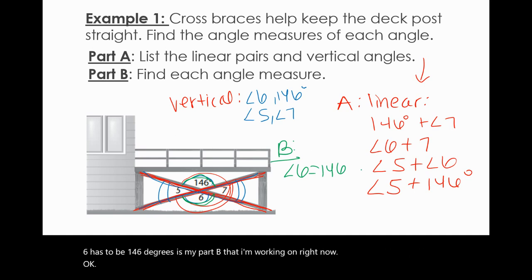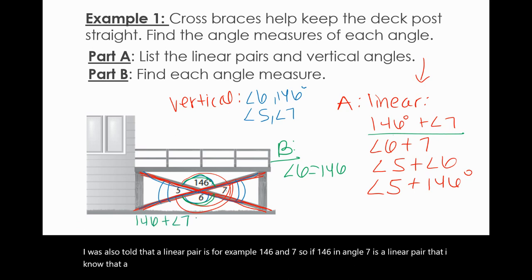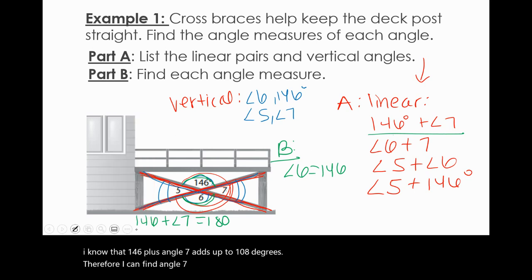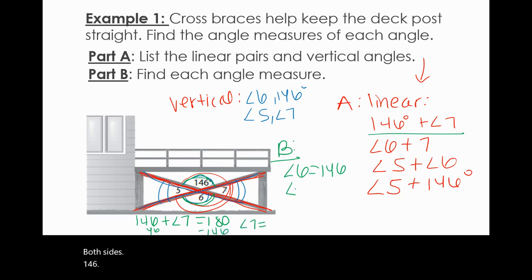Okay. I was also told that a linear pair is, for example, 146 and 7. So if 146 and angle 7 is a linear pair, then I know that 146 plus angle 7 adds up to 180 degrees. Therefore, I can find angle 7 by subtracting 146 on both sides. Minus 146. So angle 7 is going to equal 34 degrees. And I can even draw it directly on here if I want.